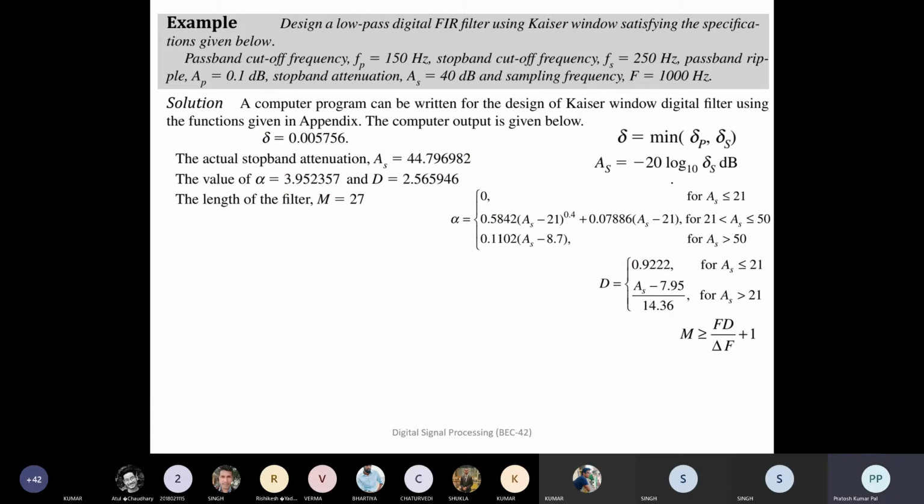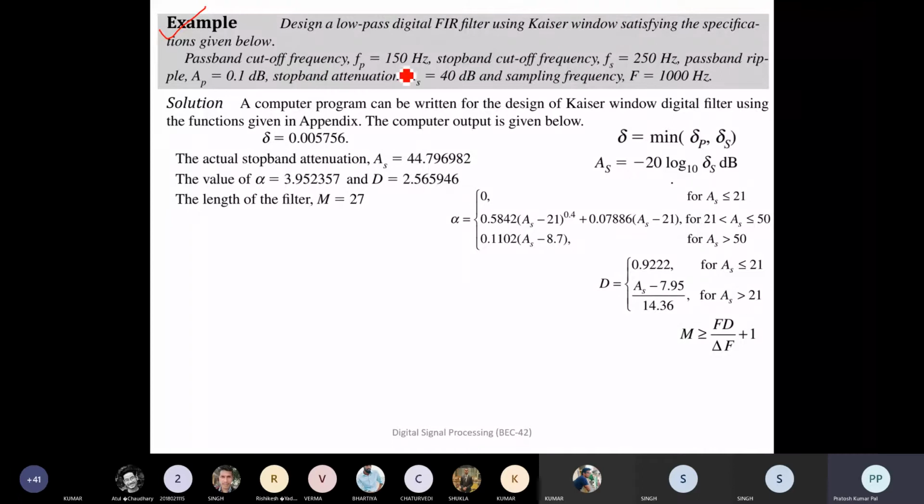So we will see some examples based on the Kaiser window, like if some specification is given, then how we should proceed with the design of a low pass filter. Here we will see two examples basically. Suppose the question is to design a low pass digital FIR filter using Kaiser window satisfying the specifications given below. You need to satisfy the specifications and design an FIR filter by using a Kaiser window.